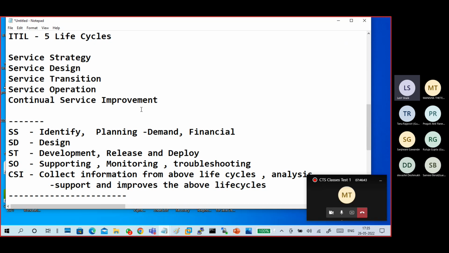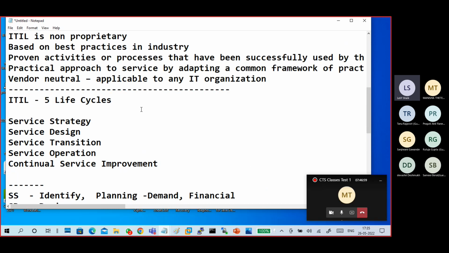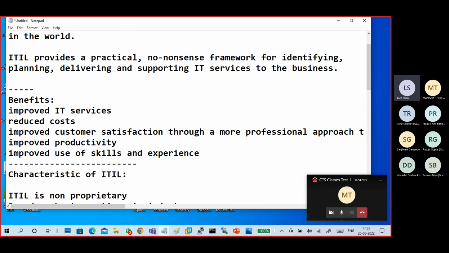Understand which area you are not focusing on, not improving, or not doing well. Analyze why we are not doing well. Improve at that point, then your service will be improved.